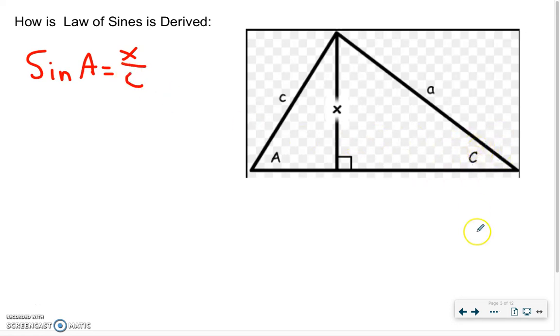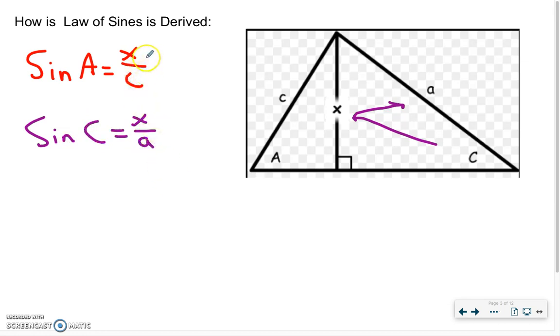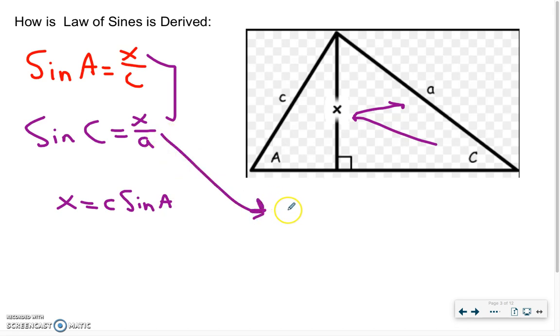Similar thing if we go to the second triangle. Let's switch to a different color here. Sine of C is opposite over hypotenuse, so sine of capital C is equal to x over little a. And if you notice, we've got common variables. If I solve sine of A equals x over c, I get x is equal to c sine of A. Same thing for this purple one. If I solve for x in this one, I get x is equal to a sine of C.